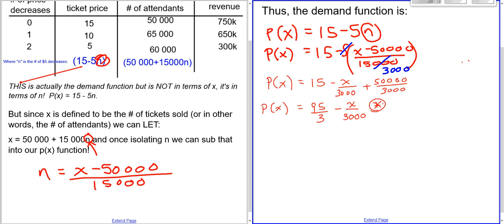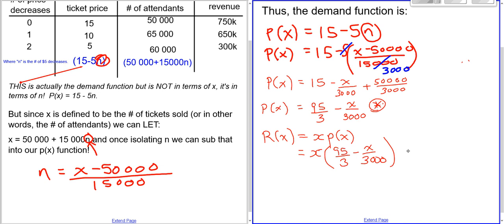So the revenue function, if you think back to the formulas we were deriving earlier, remember the revenue expression was equivalent to the number of tickets sold times the price per ticket, so X times P of X. Because we just found P of X, if we multiplied X times that P of X, 95/3 minus X over 3,000, there now is a quadratic equation, because if you were to expand the whole thing out, in fact, why don't we do that?